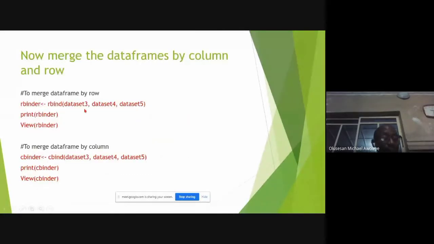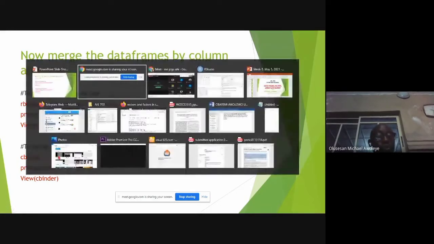But at the same time, you can also do column bind. cbind is the function that you need to use to do your column bind, which is what you have here. Don't forget the names of dataset 3, dataset 4, dataset 5. So you just put your cbind and you will see what your output will be. I'm going to do that again now directly in my R so that we can see the output.